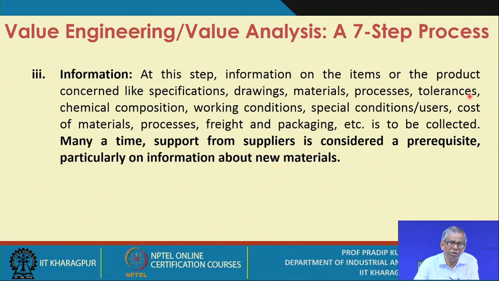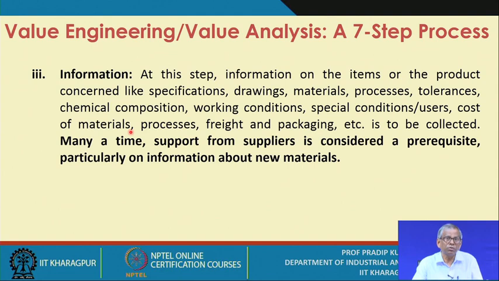Then the tolerances. You will get an idea about the tolerances, that means for which quality characteristics of the item or the product you have very tight tolerances, and for which quality characteristics you have loose tolerances. So these detailed information you must have, including the chemical composition, working conditions, the special conditions of the users. So you must have the knowledge about this, and then the cost of materials, the existing cost of materials, and while you propose this cost equation, what are the cost elements you consider right at this point in time.